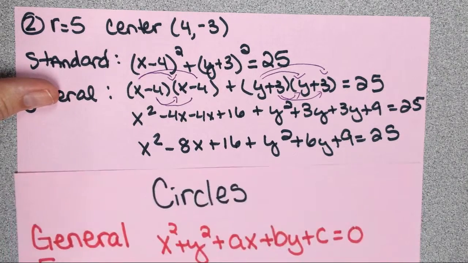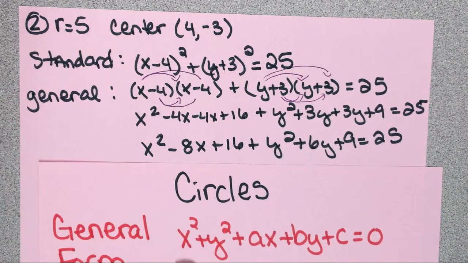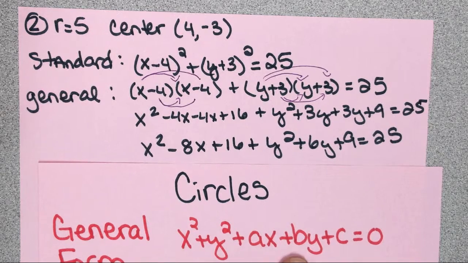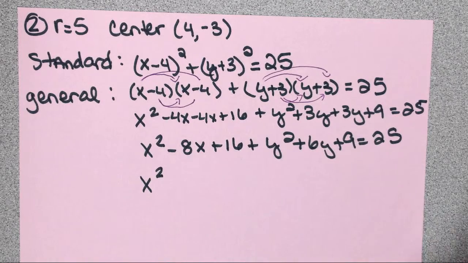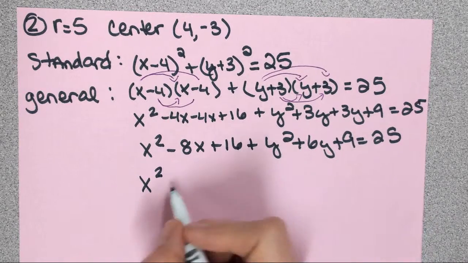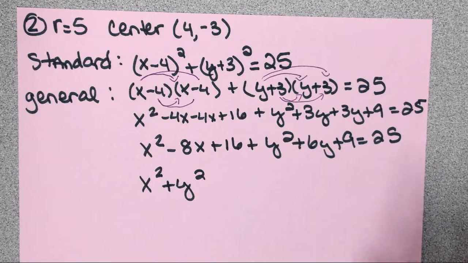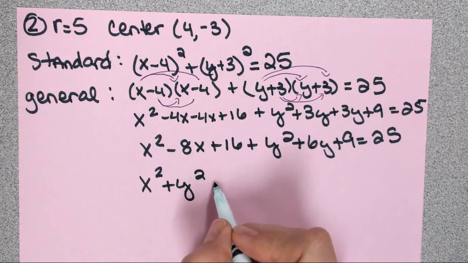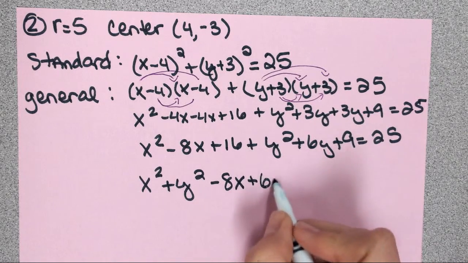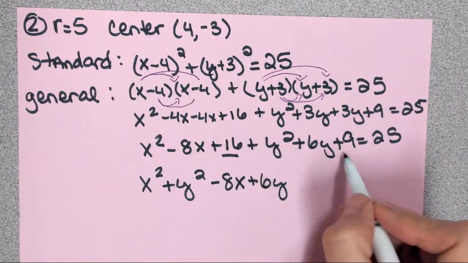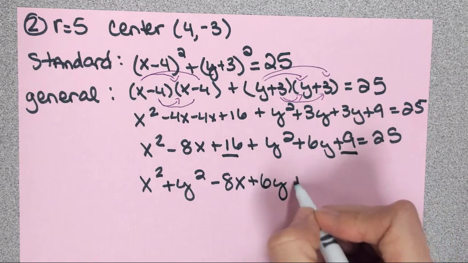Okay, let's remember what general form means. It means I'm going to put the x squared first, the y squared second. Then I'm going to put my x terms, my y terms, all my numbers that have no letters, and then I'm going to make it equal what? 0. Okay, so do I have an x squared term? Sure. Do I have a y squared term? Yep. Okay, now I put my x's next. What's my x? -8. And I put the y's next. What are those? Plus 6y. Then I've got this 16 and this 9. What do those add up to?